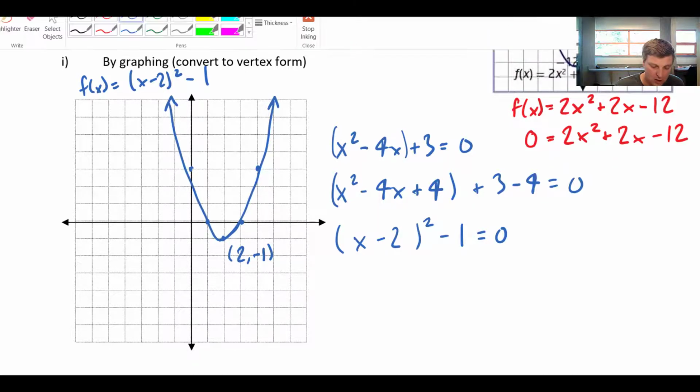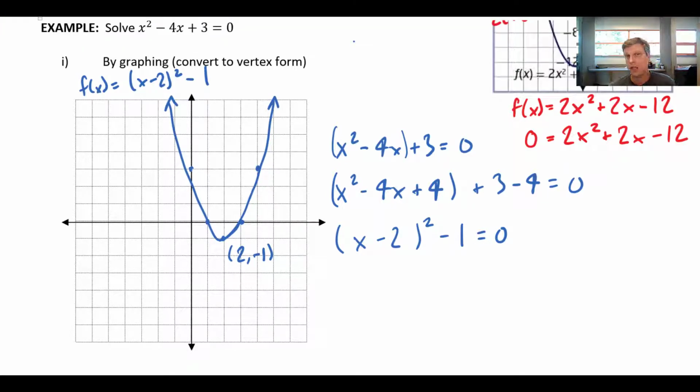And so the question is, where is this function equal to 0? Well, it's equal to 0 right here and here, where we cross the x-axis. And so I can see that the answer is going to happen when x is equal to 1 and where it's equal to 3. So I can read those points right off there. That's 3, 0, and that's 1, 0.